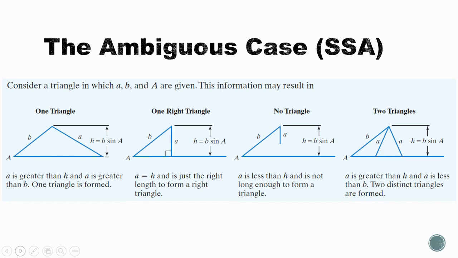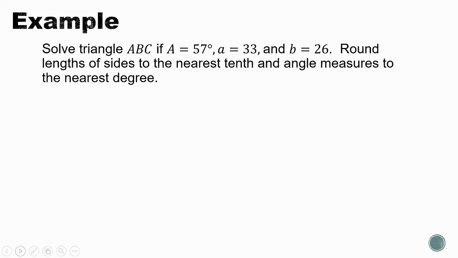If a is less than h, so it doesn't match the height, it is not long enough to form a triangle, so that's the situation when no triangle exists. If a is greater than h and a is less than b, two distinct triangles are formed. So that's in this picture right here. Okay, so let's figure out.